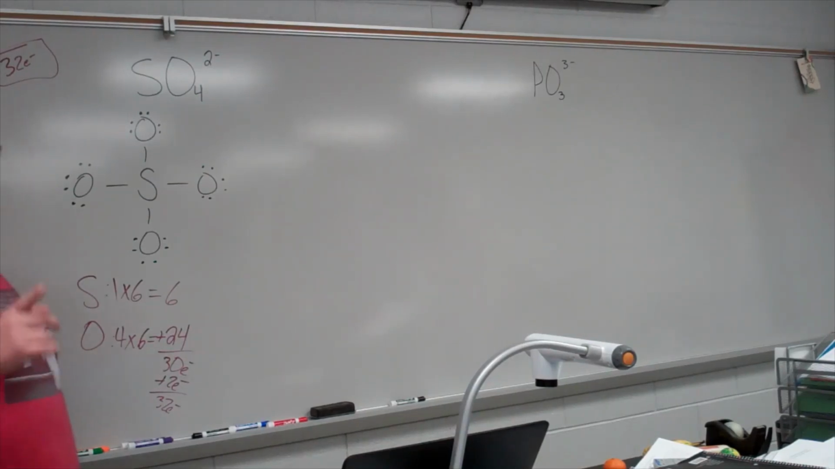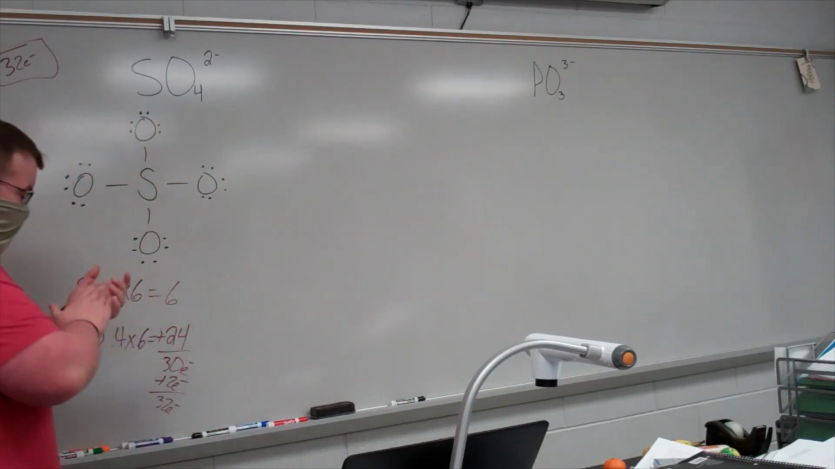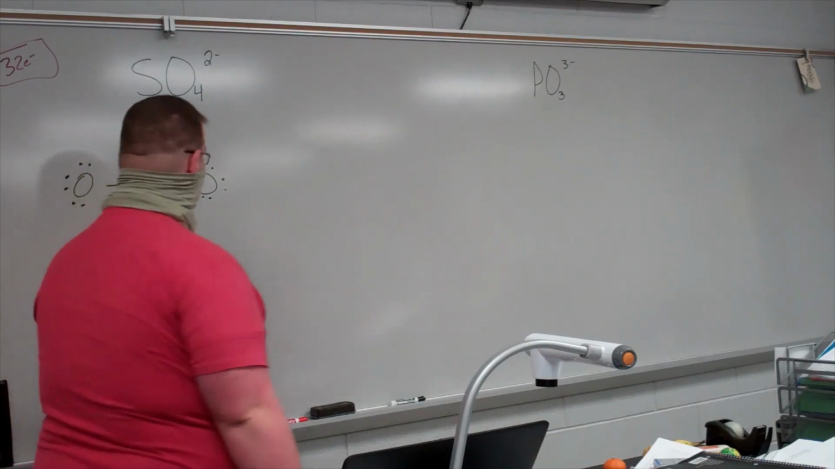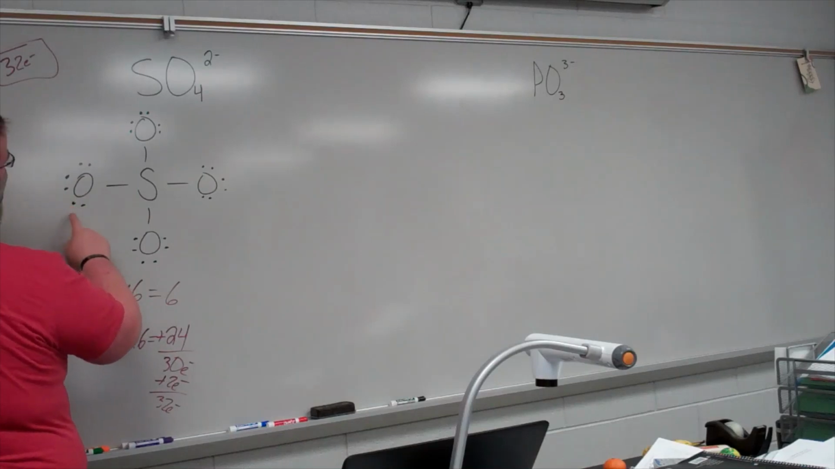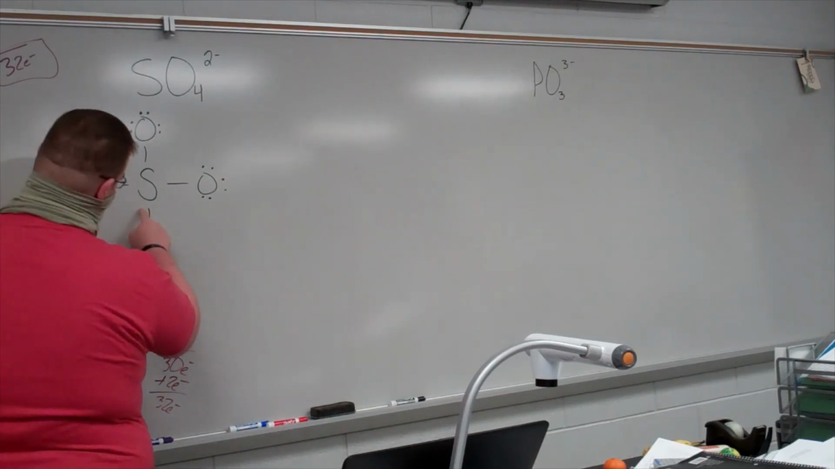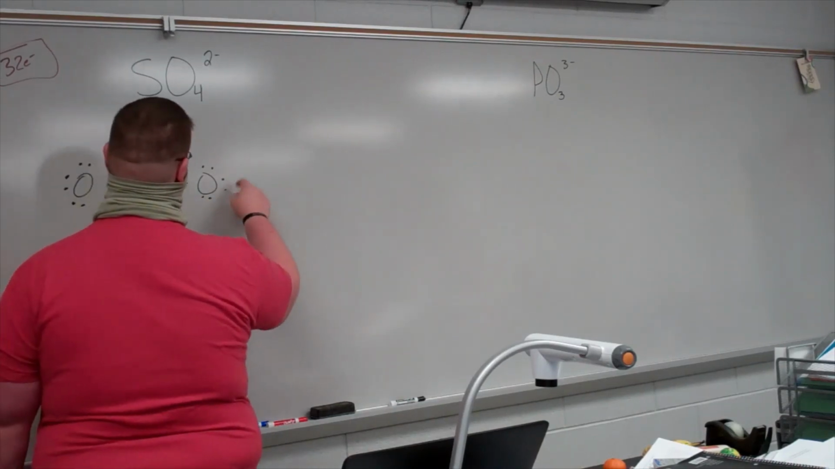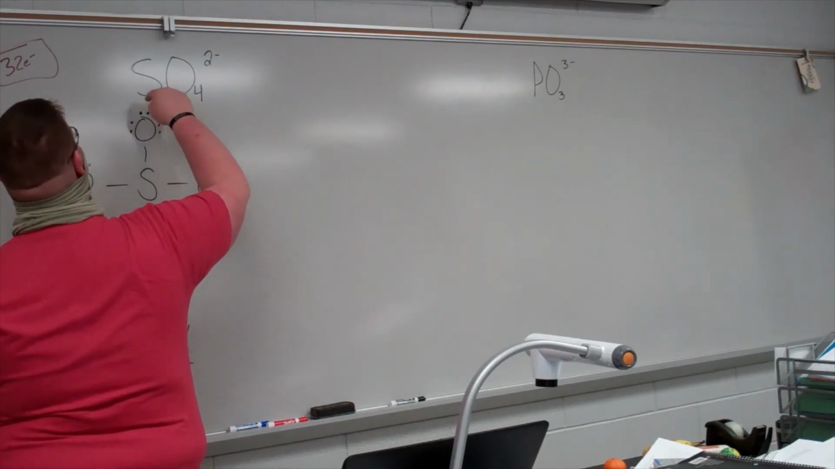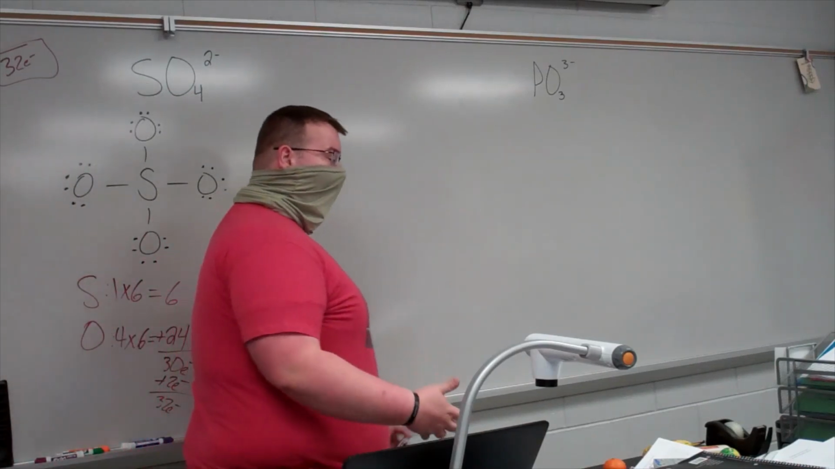No ifs, ands, or buts about it. I have to show 32. Let's count up what we're showing. 1, 2, 3, 4, 5, 6, 7, 8, because these bonds count for 2. 9, 10, 11, 12, 13, 14, 15, 16, 17, 18, 19, 20, 21, 22, 23, 24, 25, 26, 27, 28, 29, 30, 31, 32. Very nice.